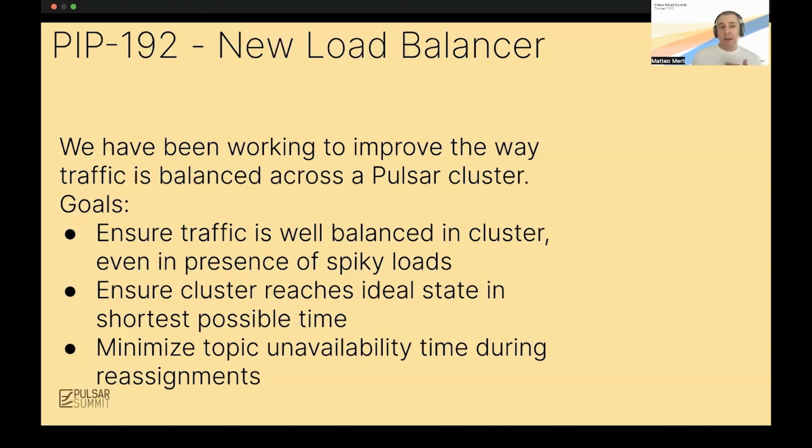And finally, the other consideration here is also to measure and minimize the topic unavailability time during reassignment. So when a topic gets moved from broker A to broker B, it will be offline for a very short amount of time, in hundreds of milliseconds, up to a second. And we want to make sure that we minimize this time, to make these latency bumps in the client go away.